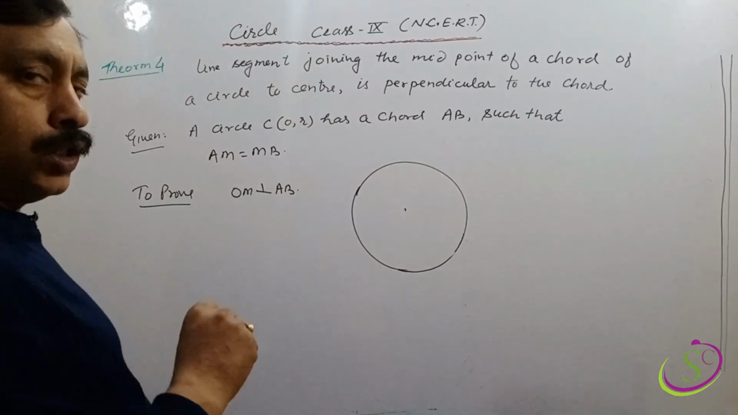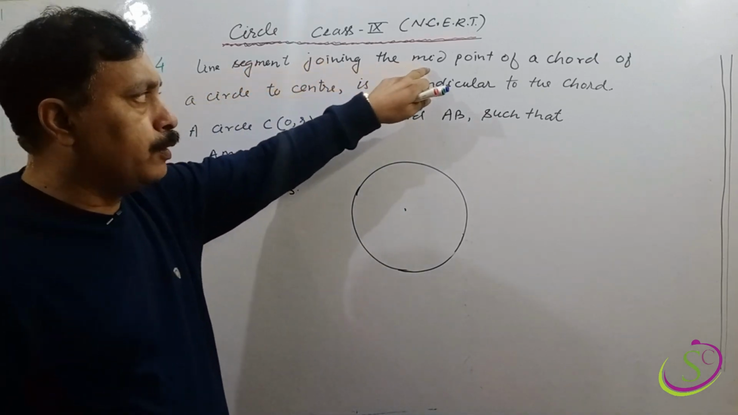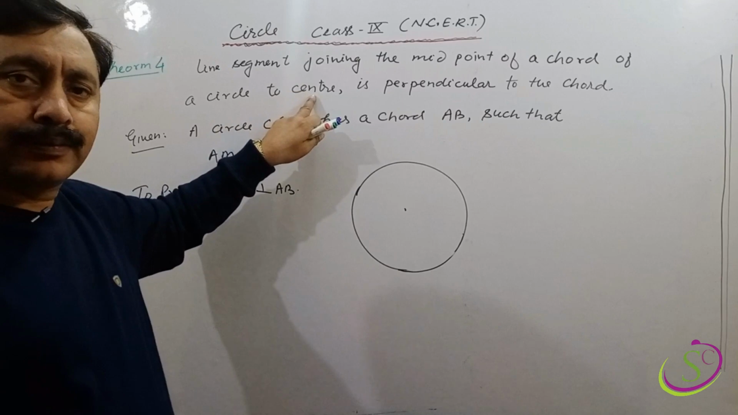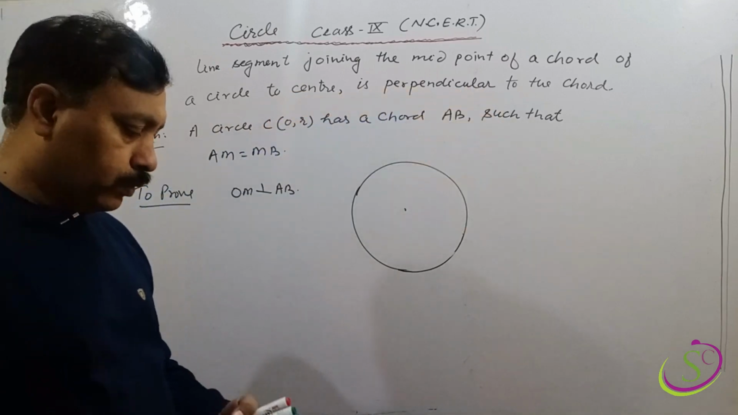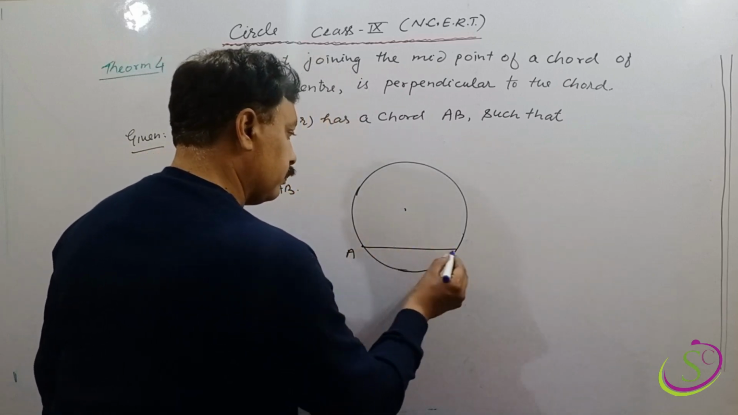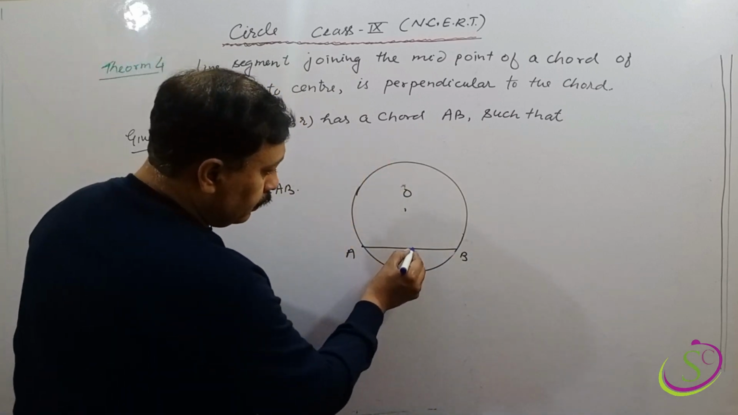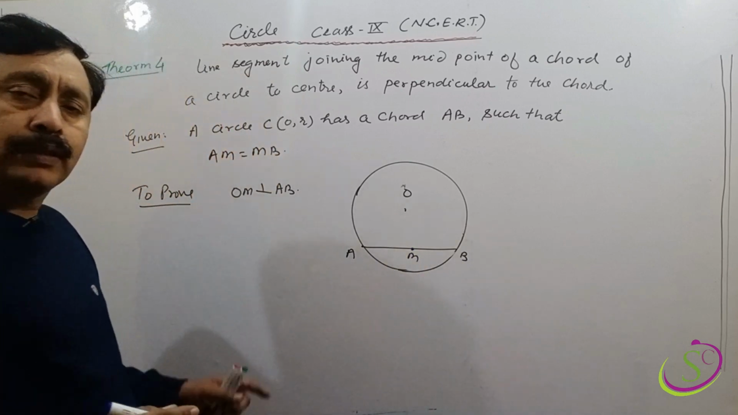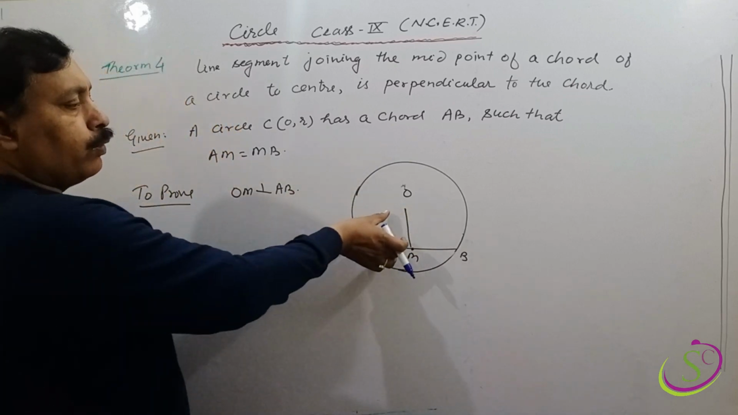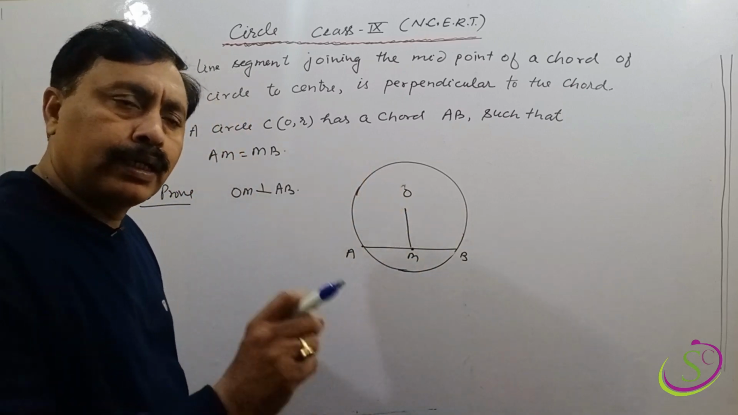Yes. Theorem number 4. The statement is, the line segment joining the midpoint of a chord of a circle to the center is perpendicular to the chord. Here chord AB is this, and the center of the circle is this. Clear? And M is the midpoint of AB. So the line segment joining the center to this midpoint will be OM. So we have to prove that OM is perpendicular to chord AB.